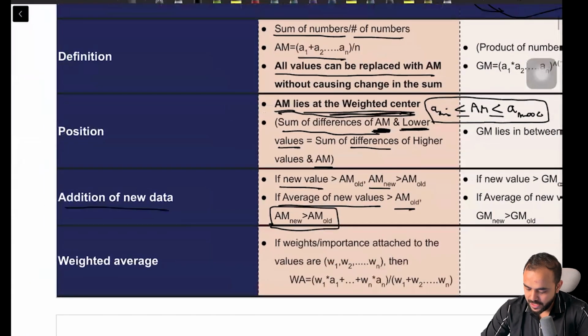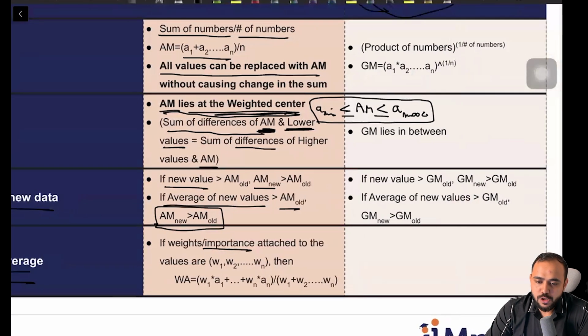Finally, there is something called weighted average, which, if you remember, as I have told you, is the mothership. Arithmetic mean is technically a specific case of weighted average. Weighted average essentially means that to each data point, I can attach a certain importance. For example, if a certain value occurs multiple times in your data set, then that particular value becomes more important than the others.